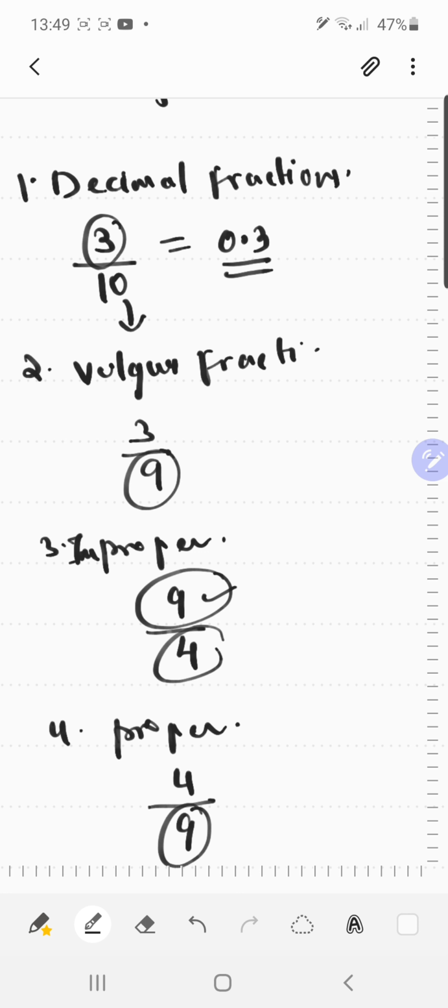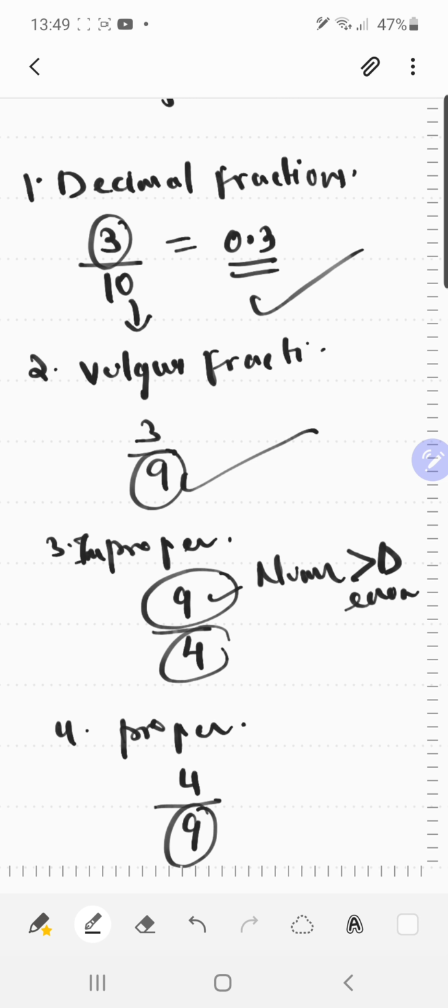Decimal fraction, the fraction which we convert into decimal, like if we have the denominator as 10, 100, 1000, we can easily convert such kind of fractions into decimal. So such kind of fractions are called decimal fractions. Then we have vulgar fractions. What do you mean by vulgar fraction? In which the denominator is other than 10, 100, 1000. So that is called a vulgar fraction. Then we have improper fraction in which numerator is greater than denominator. Next we have proper fraction in which numerator is smaller than denominator.